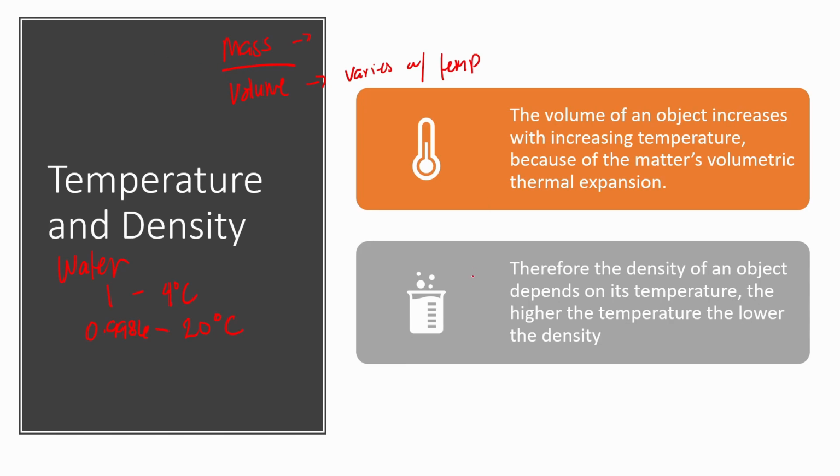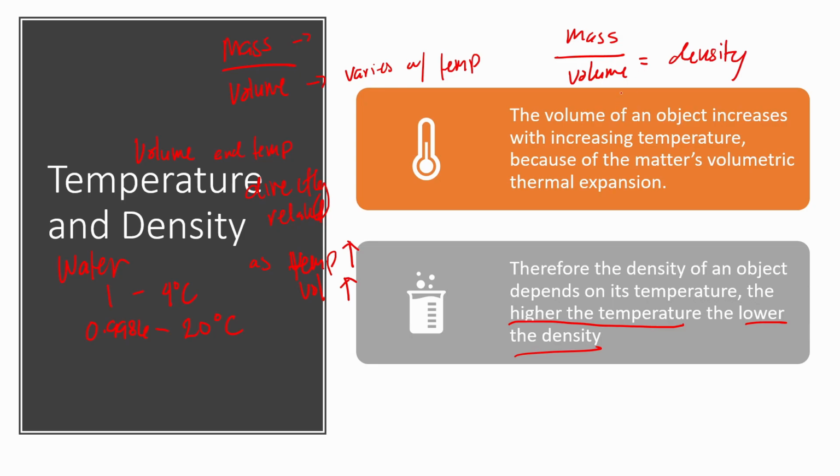Okay? Why is it that the higher the temperature, the lower the density? Remember that volume and temperature are directly correlated or directly related. As temperature goes up, volume also goes up. And if the volume goes up, the density goes down because mass over volume equals density. Density is inversely related to volume. Okay, so that is the explanation why as temperature goes up, the volume also goes up and the density goes down. Mass is not affected by temperature. Okay, any questions?